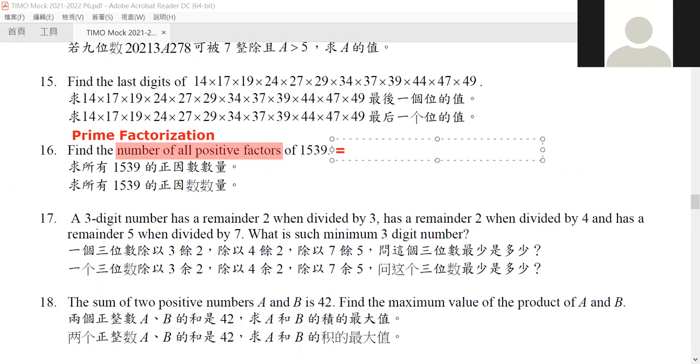So for our 1539, we can clearly see that it is divisible by 3, so we can keep on dividing by 3. So it will be equal to 3 times 3 times 3 times 3 times 19. Or in other words, using the notation that we have, it is 3 to the power 4 times 19 to the power of 1.